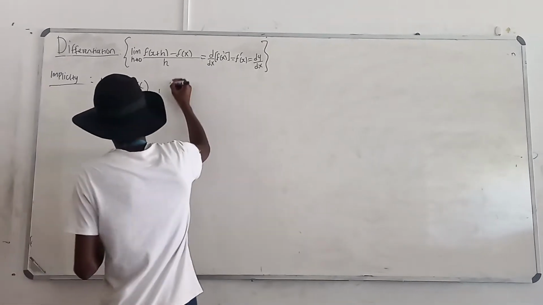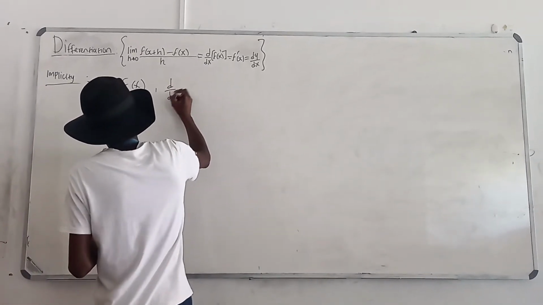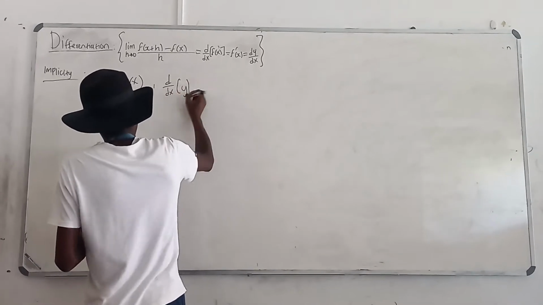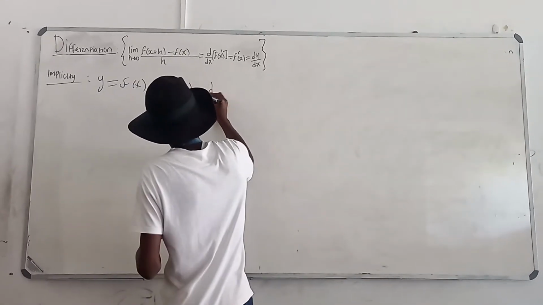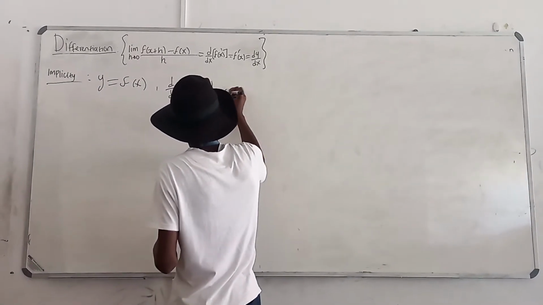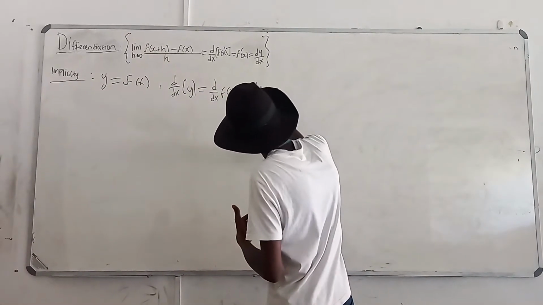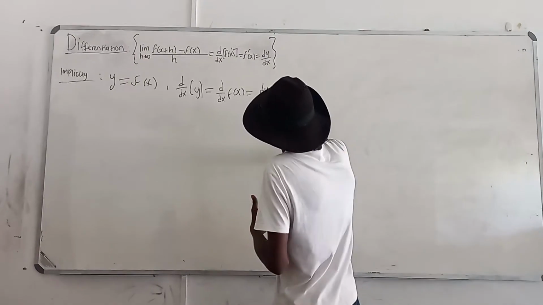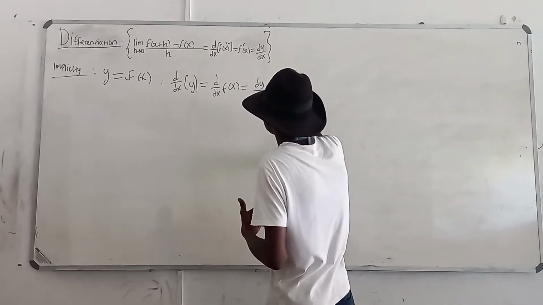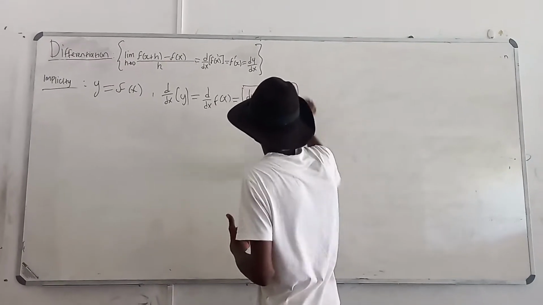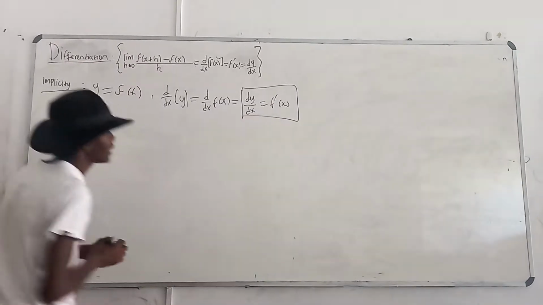So this means that we have d over dx of y, which is the same as d over dx of f of x. So this is nothing but dy over dx, which is f prime of x. So this concept has been there from the start.